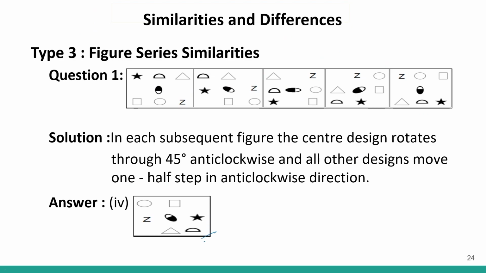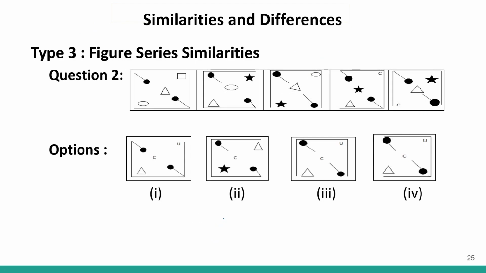Now, question number 2. Here I can see, if I look at this boundary, this figure has a boundary. So we have to find the missing figure, right? This figure has a boundary like this. This figure has a boundary like this. Similarly, this figure has a boundary like this, and this figure has a boundary like this. So here it got like this. It is moving like this, correct?